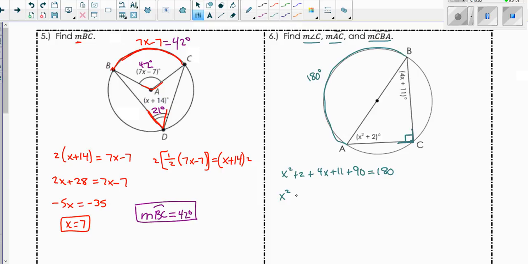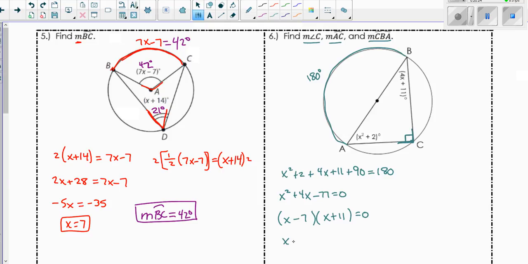Combine like terms, I have x squared plus 4x, and then I'm going to move everything over. If I add 2 and 11 and 90, and then I subtract 180, I get minus 77 equals 0. So factor. We knew this was going to come back to factoring eventually. Alright, so I know that this is going to be 7 and this is going to be 11. This has to be plus and this has to be minus.